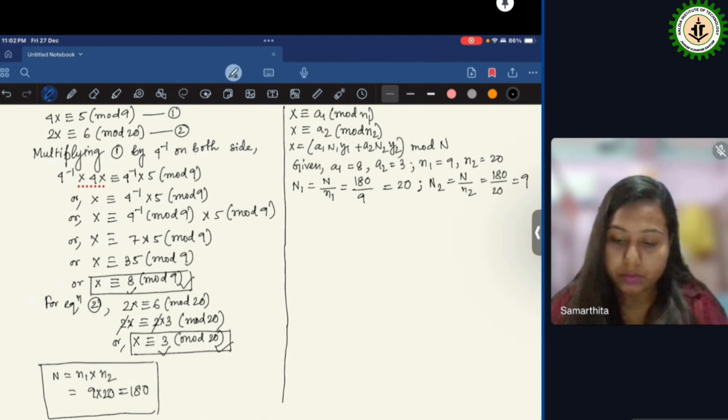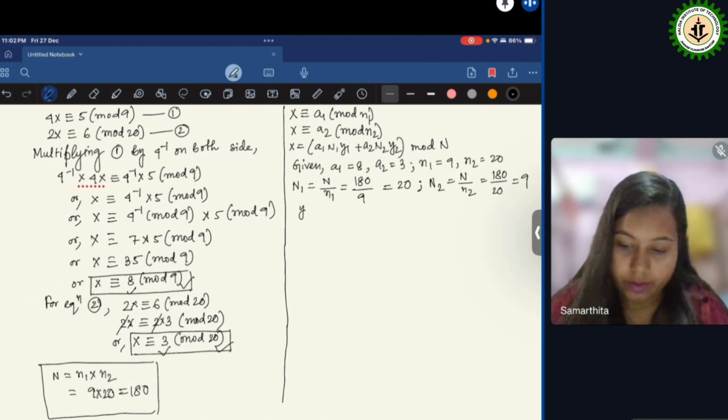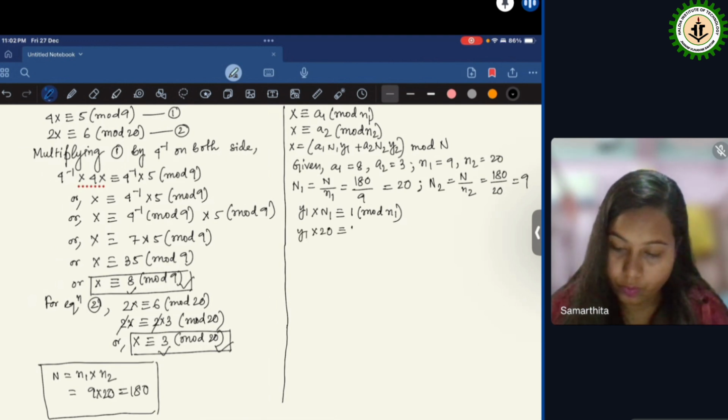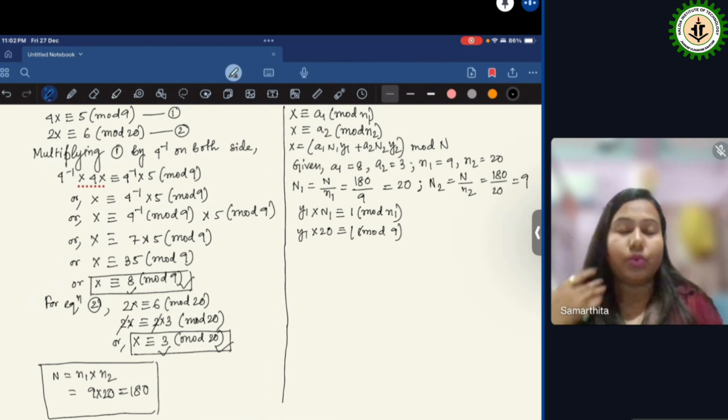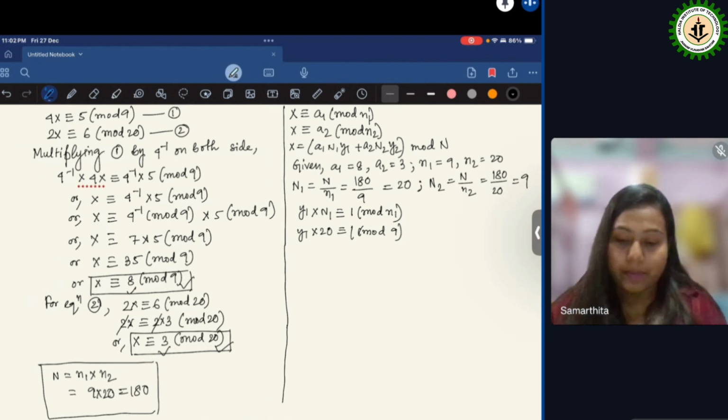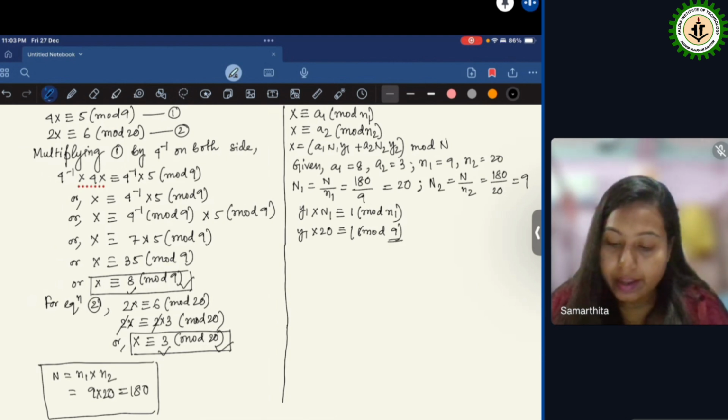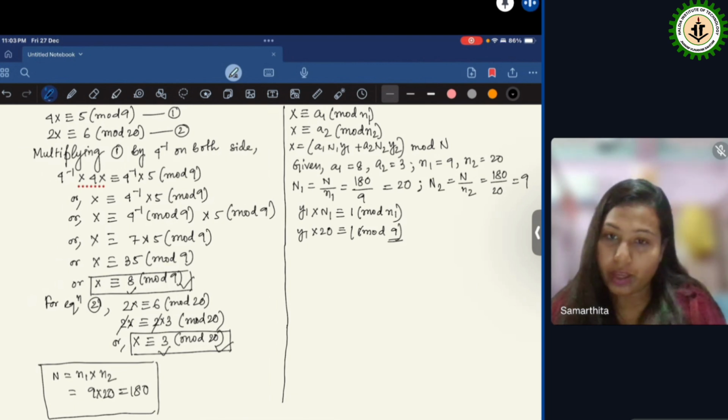So now, the formula for y1: y1 into N1 congruent to 1 mod n1. Okay, so y1 into 20 congruent to 1 mod 9. Okay, so now what is the procedure? Means the total product divided by 9, and we will get the remainder as 1. Okay, when the remainder value will be 1, then we'll stop.